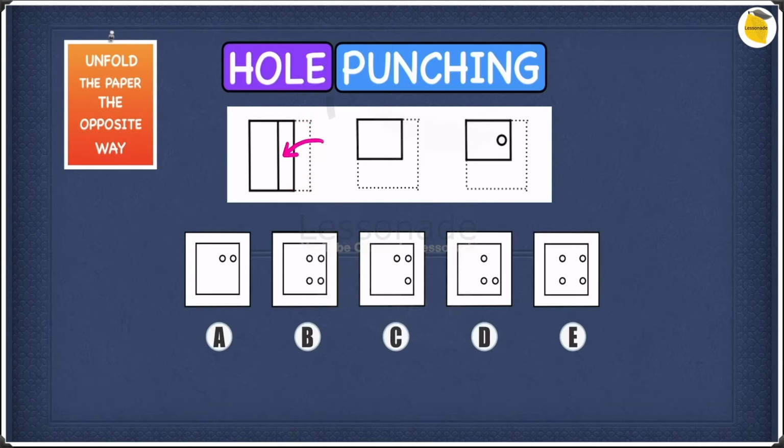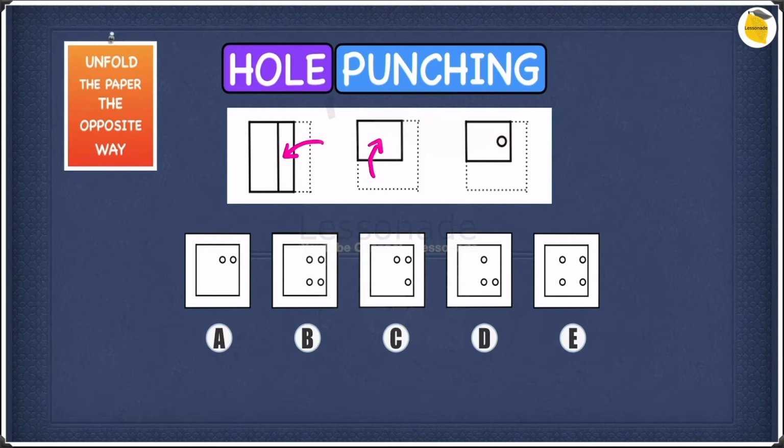Now let's move to figure 2. In figure 2, if you're wondering how the paper has been folded, well, the paper has been folded along the center line horizontally. So it has been folded basically like this. So that's how the paper has been folded in figure 2. And finally, in figure 3, a hole has been punched on the right hand side. Since we now know how the paper has been folded in figure 1 and 2, let's unfold the paper in figure 3 to find our answer.